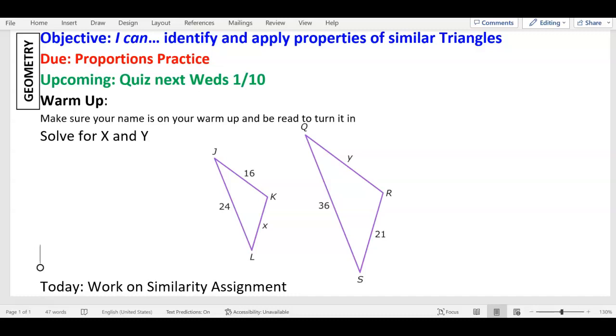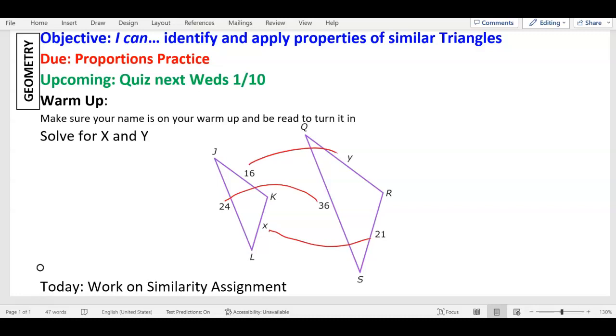What does 16 correspond to? Y, right? See, those are in the same position. What does 24 correspond to? 36, right? Draw these lines. And then x corresponds to 21. Each of those could be its own fraction.